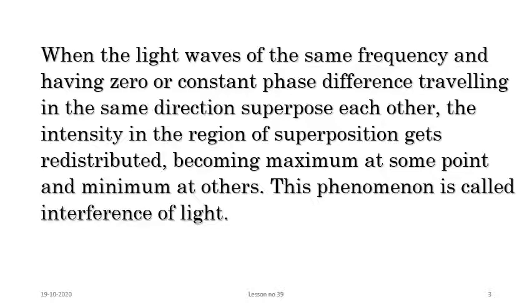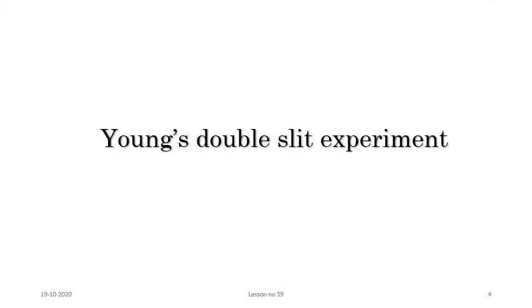The intensity in the region of the superposition gets redistributed. It means wherever there is superposition of lights, the intensity, that means the brightness and the darkness, is different from your previous case, becoming maximum at some points and minimum at others. It means they become darker at some points and brighter at some points, and this phenomenon is called interference of light. We will discuss your Young's double slit experiment.